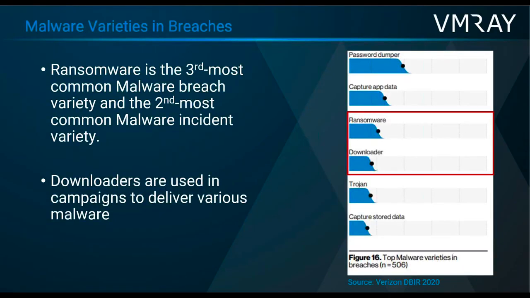From the Verizon data breach report, we can see that ransomware is the third most common malware variety in breaches and the second most common variety for incidents. Loaders, which are used in a variety of malware campaigns, including ransomware campaigns, are the fourth most common incident variety.